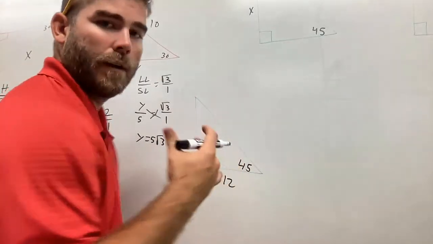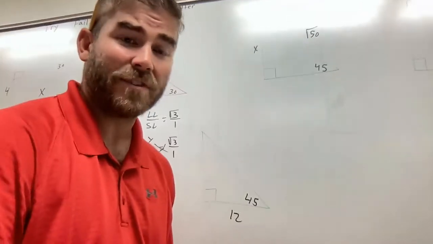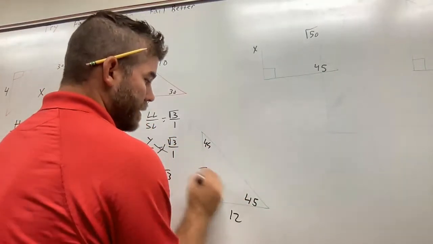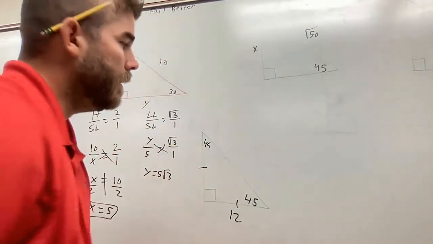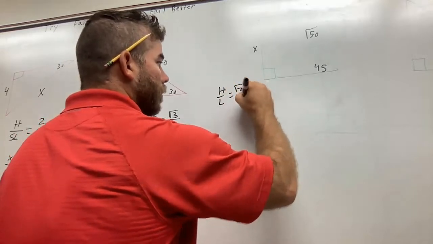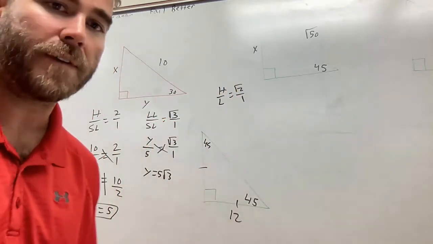So for 45-45-90 triangles, now these are isosceles triangles, right? Because two of the angles are the same. That means the legs are going to be the same. So we have hypotenuse to leg equals radical 2 over 1. So that's my formula for 45-45-90s.